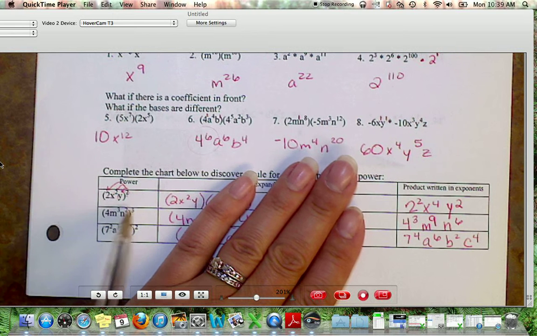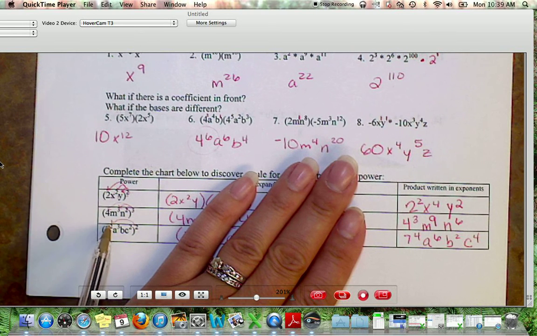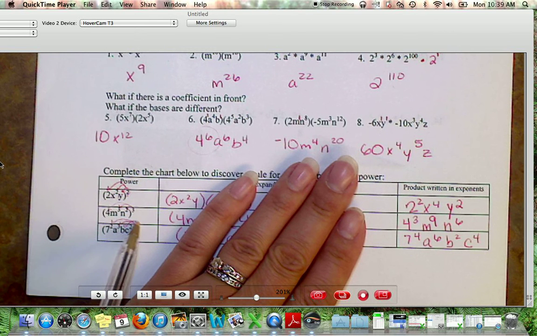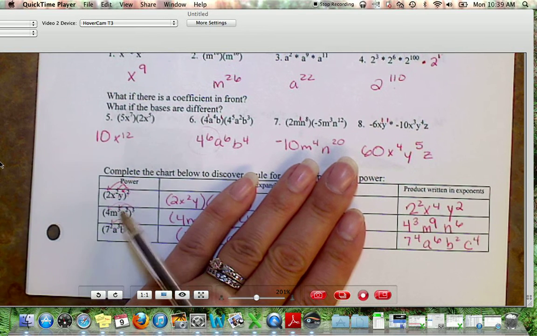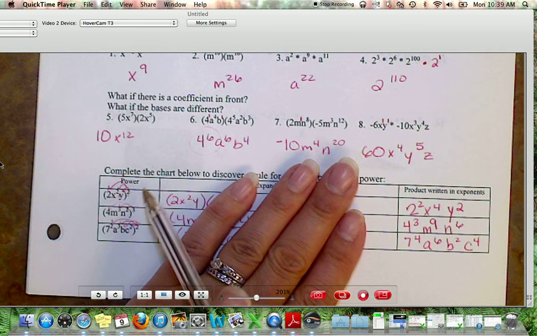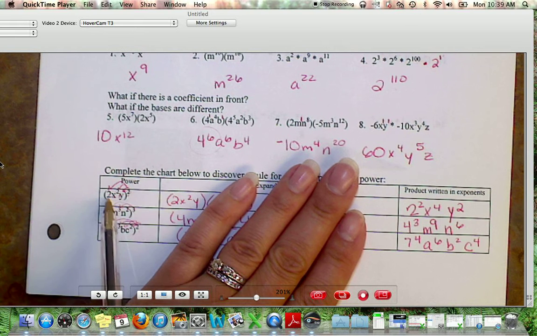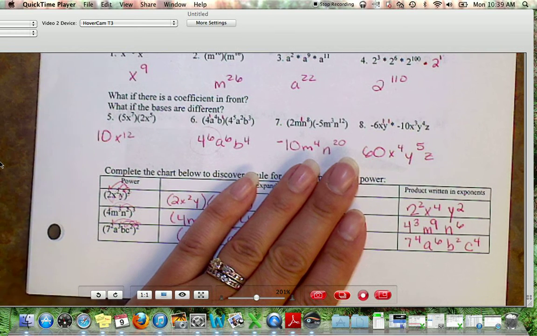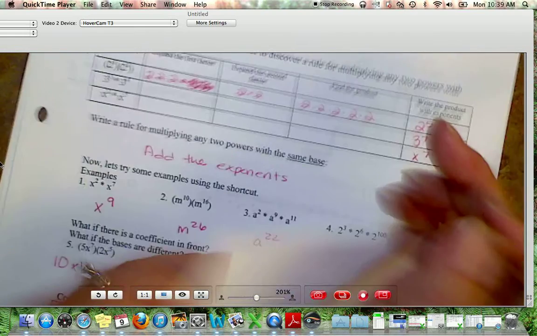Let's look at this one. So this would be 4 to the third, because we pass it out, and then 3 times 3 makes that m to the ninth, and n to the sixth. And this one, 7 to the fourth, multiply those two together, a to the sixth, multiply the exponents together, b squared, and c to the fourth. So the exponent gets passed out to every single factor in the monomial. 2 is a factor, x is a factor, y is a factor, or each base, however you want to think about it.